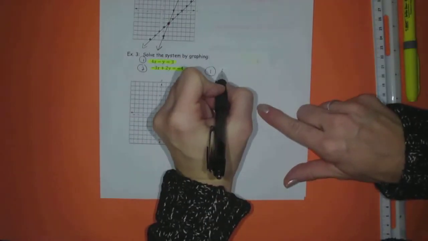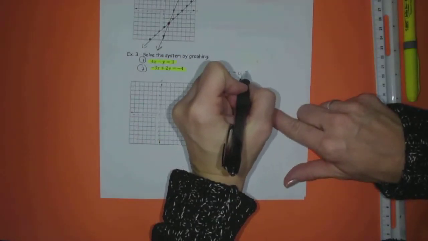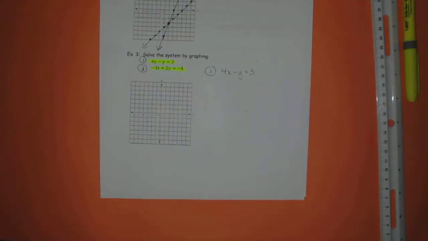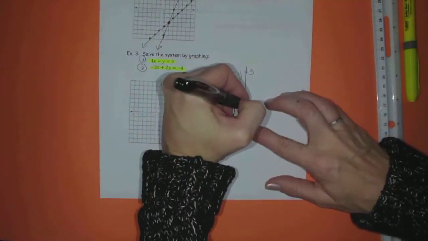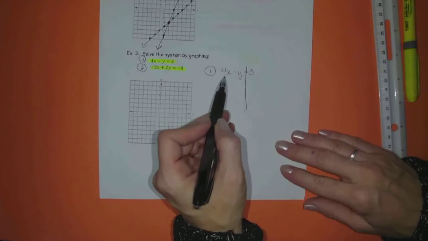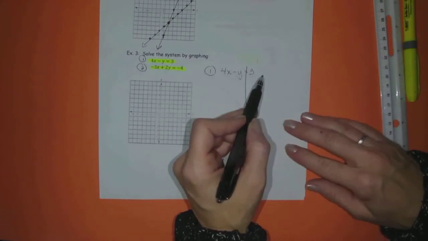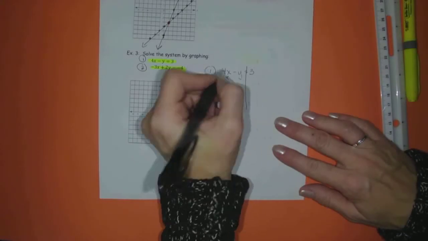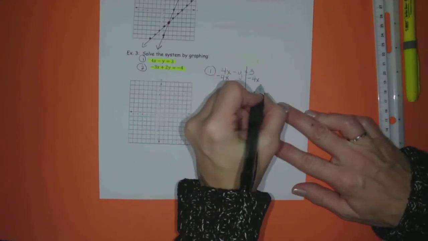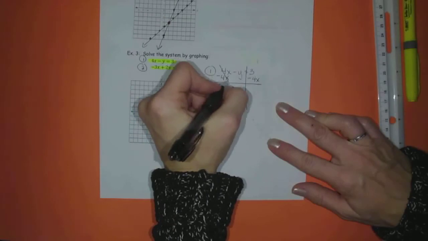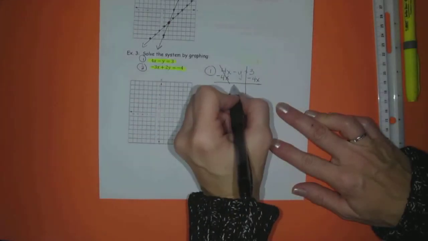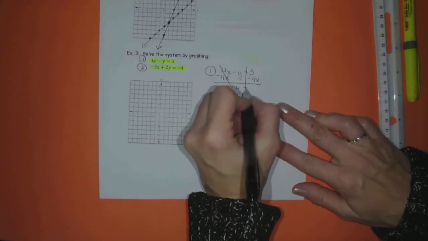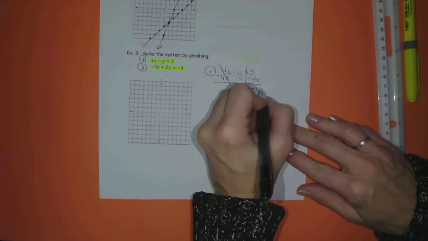So let me bring number 1 over here to the right. I'm going to recopy it. 4x minus y equals 3. And I'm going to start by taking my x term over to the other side. I want to get y equals. So I'm going to subtract 4x from both sides, which is going to cancel those out. This will leave me with negative y equals negative 4x plus 3.